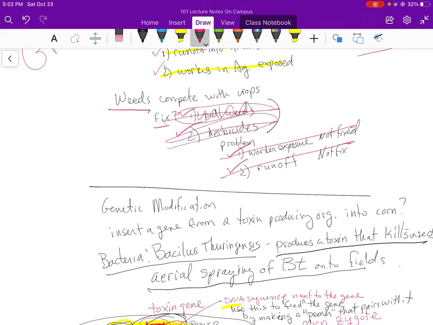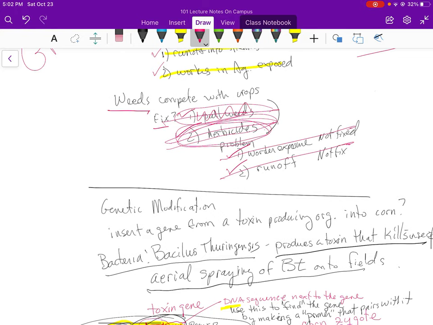We don't have to pull weeds. But what about spraying herbicides? Sometimes I'm just talking out of my hat here. It's still a problem. So now, what's going on is they're spraying more herbicides than ever because you can just dump it on there. Worker exposure, that's not fixed. Nope. Still a problem, even more of a problem.